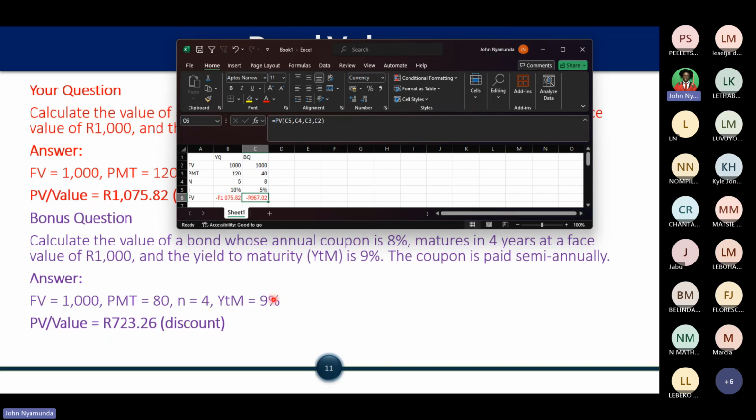Because my maturity there is wrong. If we put 9 there, it will come up as 723.26. Okay, 927. But let's put 4.5. 967.